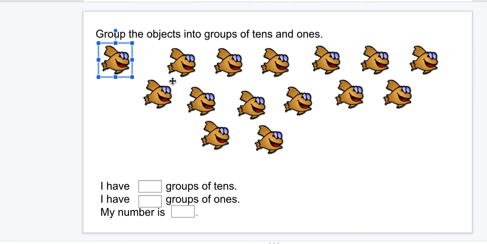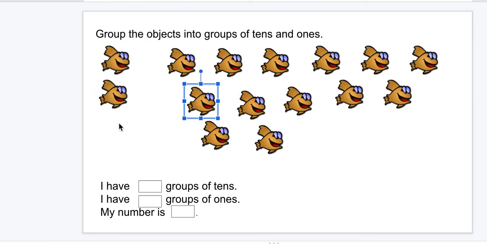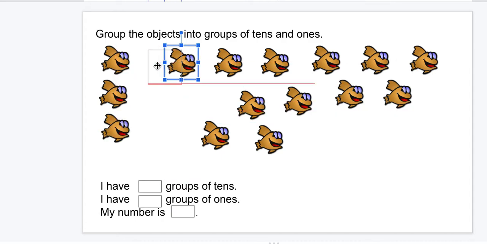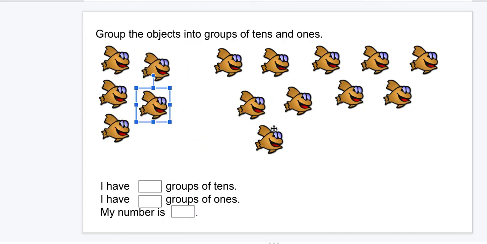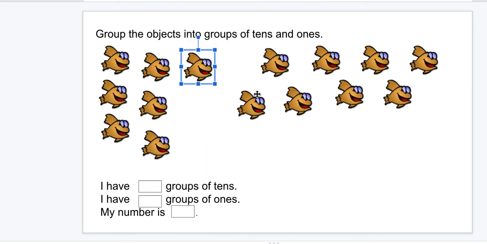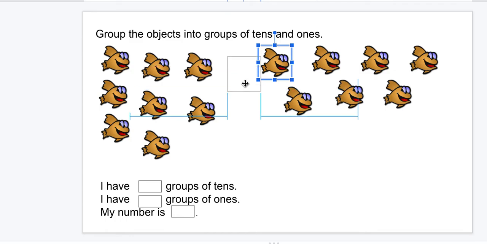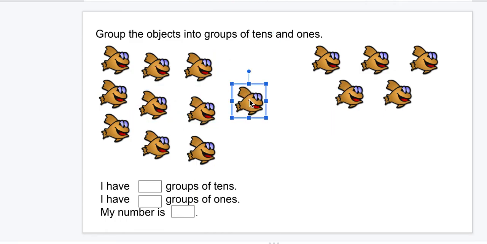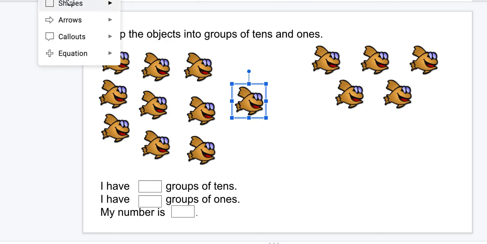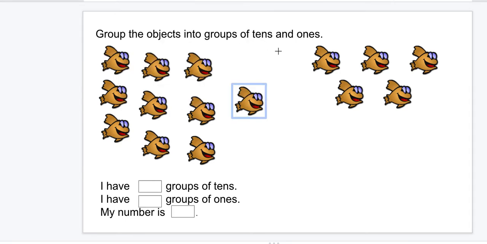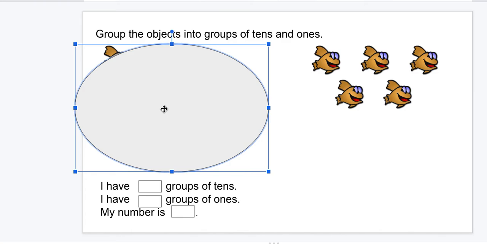So here we go. We're going to have 1, 2, 3, 4, 5, 6, 7, 8, 9, and then 10. So this is my group of 10. So I'm going to draw this. This is my one group of 10. Let me put a shape around it. That's going to help me. So there's my 10.